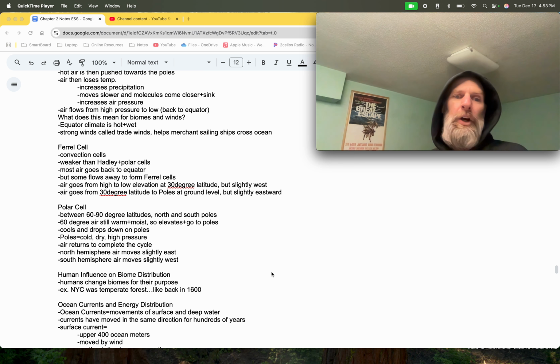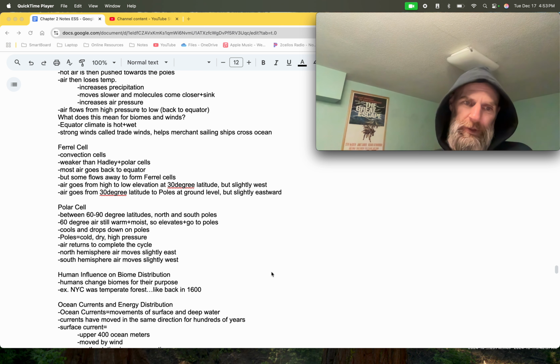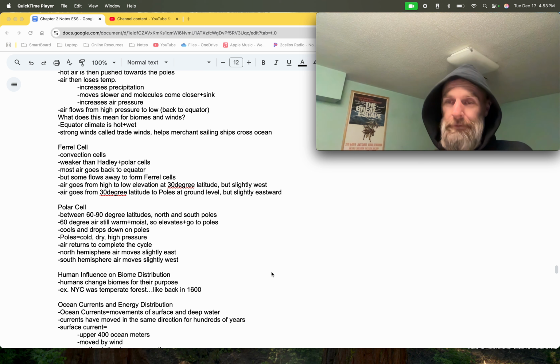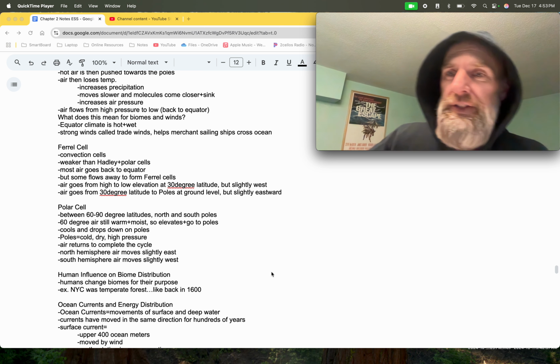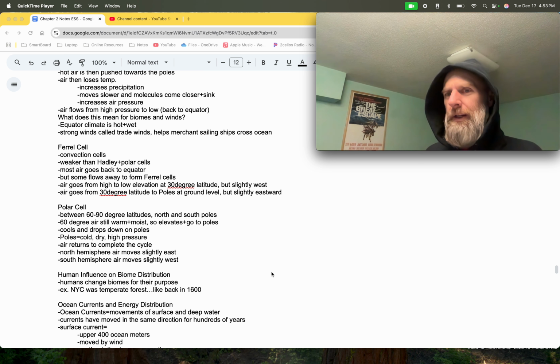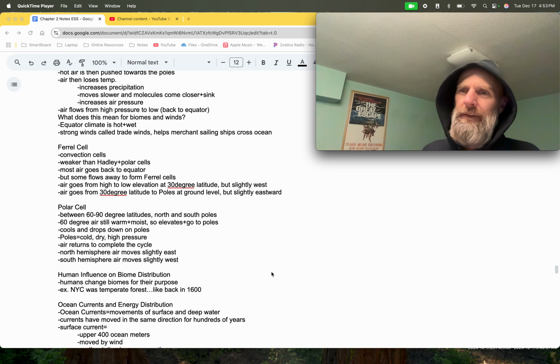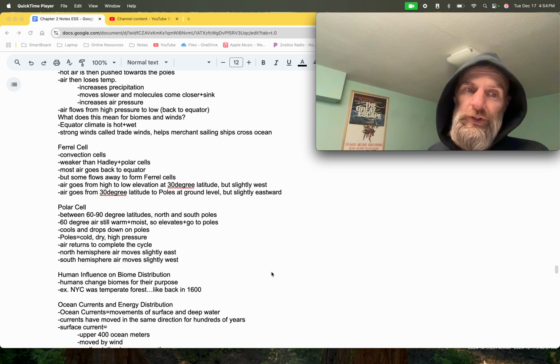So, yep. Ocean currents and energy distribution. Ocean currents are movements of surface and deep water. Ocean currents are slowing quite a bit in different areas, and they have a major impact. If they slow down or stop, big time problemos. So just so you know.